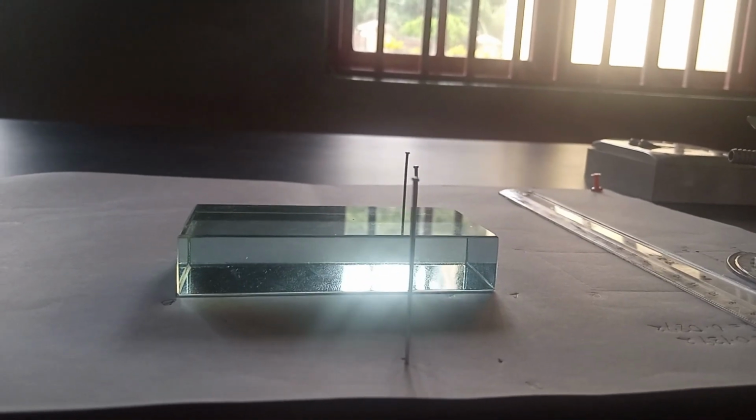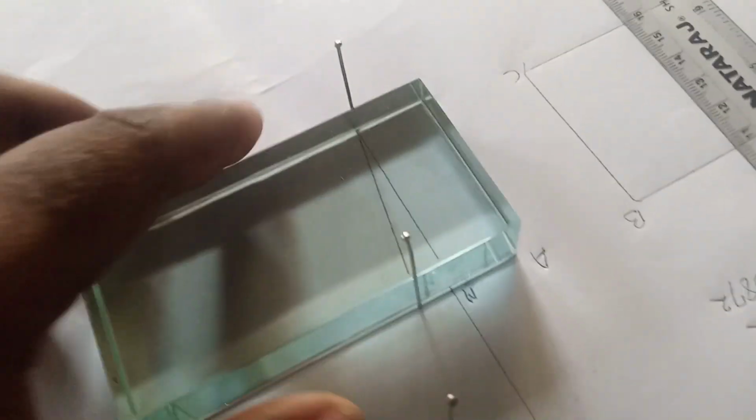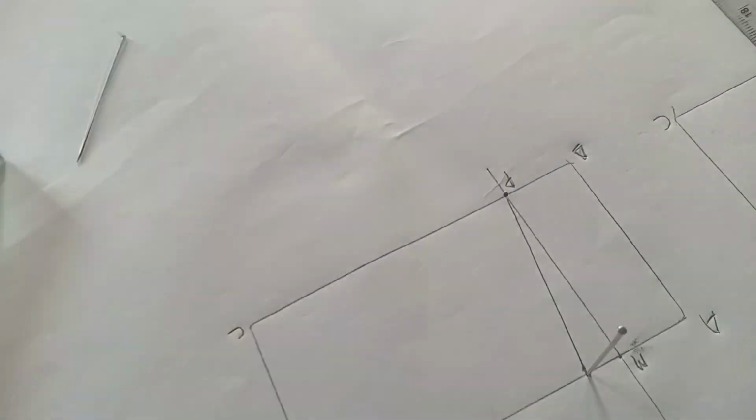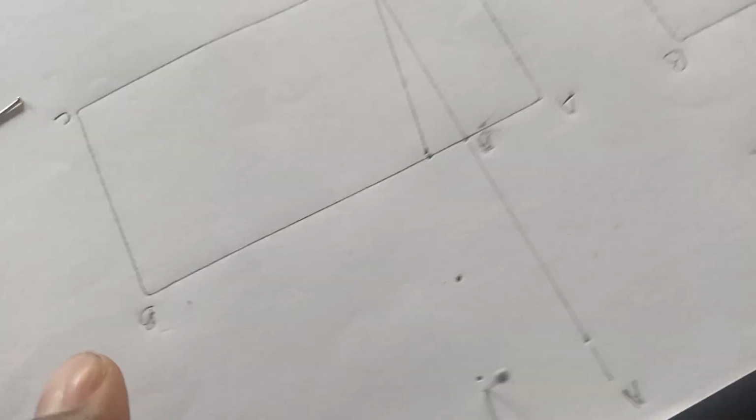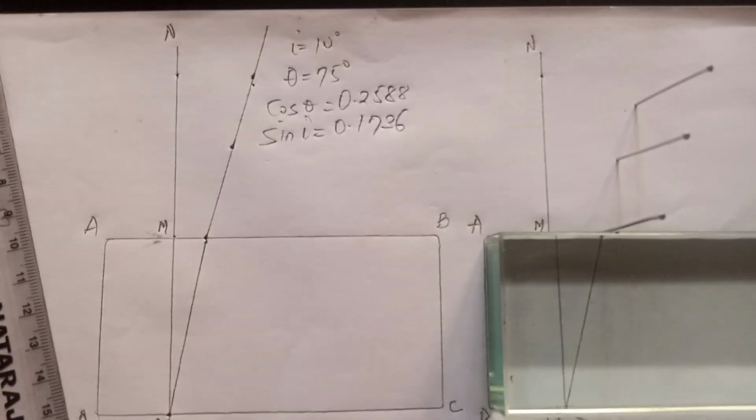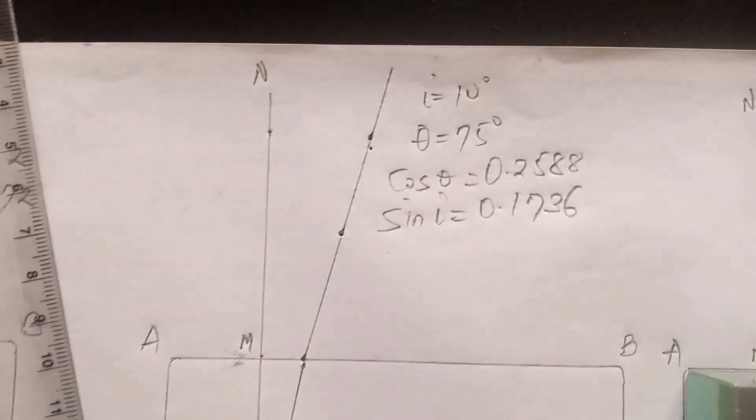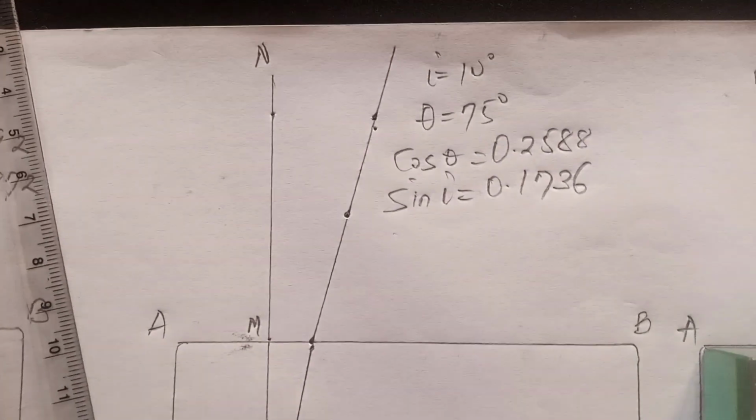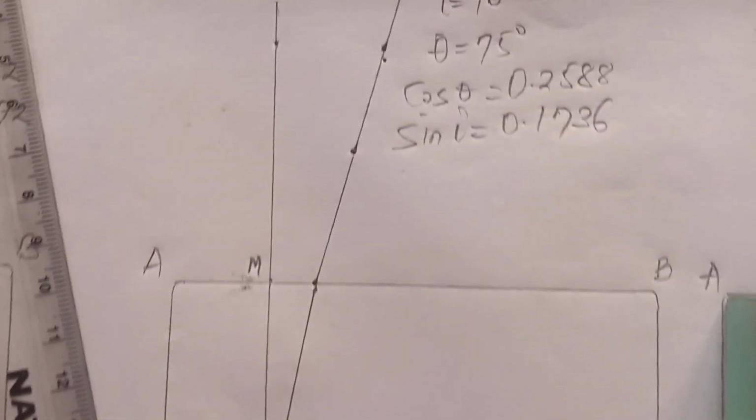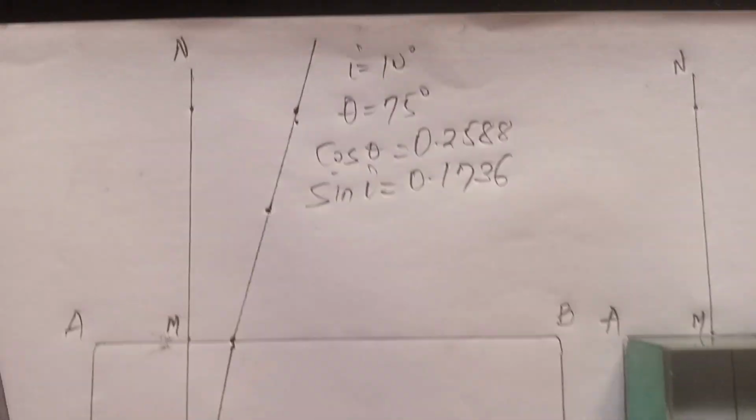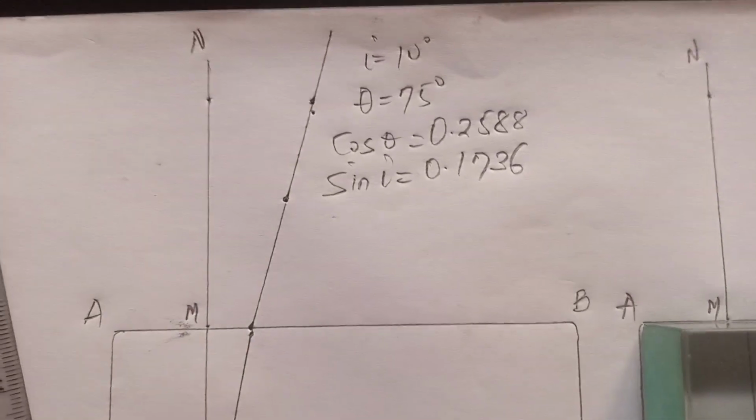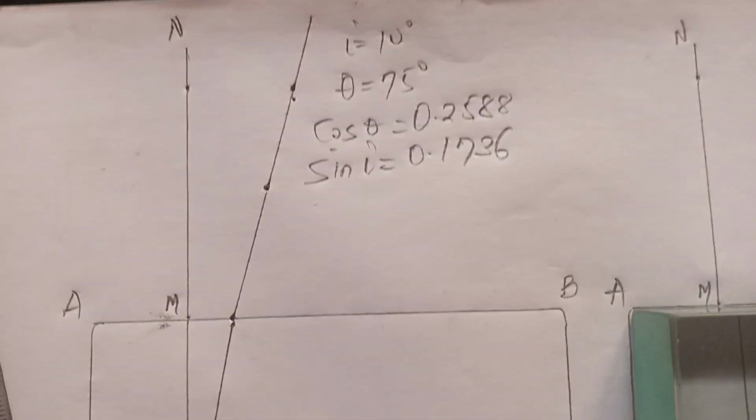I'm now going to go ahead to measure. First of all, remove these 2 pins, and all of these pins, and then mark and find out the angle theta according to the question. So this is what we have after the second reading. Remember that our I is 10 and our theta gave us 75 degrees, and then we punched the cos of theta and the sine of I, and it gave us 0.2588 and 0.1736 respectively.